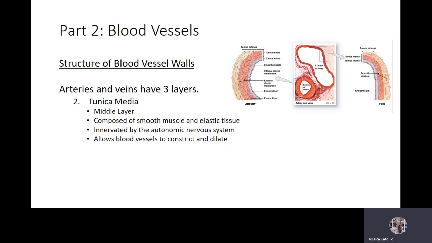Also, in some areas, it can actually be innervated by the autonomic nervous system, and the vessel will be able to constrict and dilate. This is especially helpful in the veins, where the veins will actually constrict and increase blood flow back to the heart to help increase blood pressure. But more of that physiology later on.